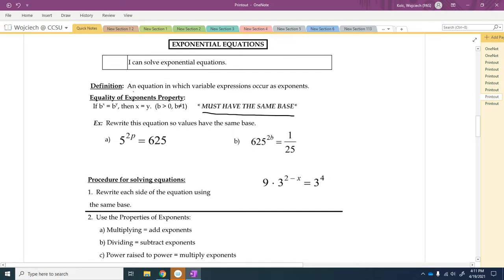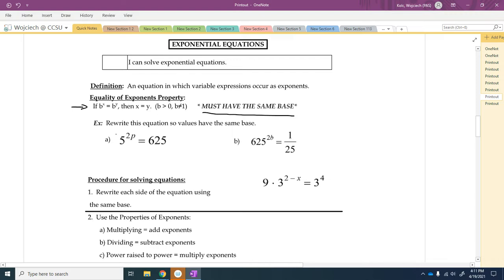So, definition: an exponential equation is an equation in which variable expressions occur as an exponent. The rule, the property, is this: if b raised to the x power is equal to b raised to the y power, then x is equal to y. In other words, if the bases are the same, the exponents have to be the same.